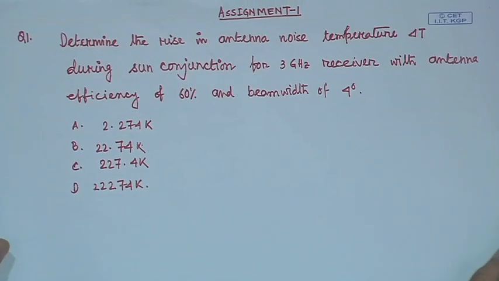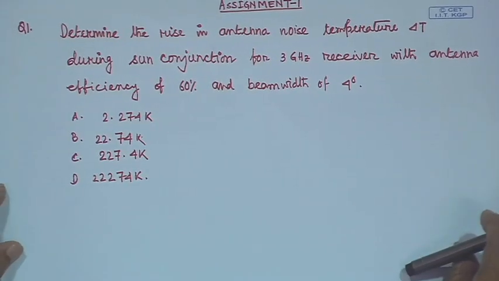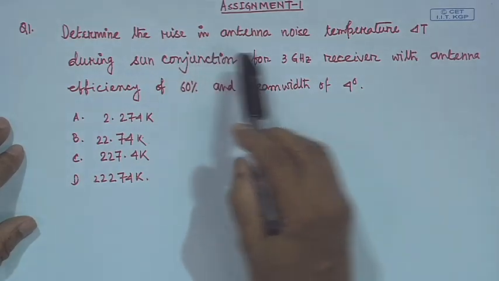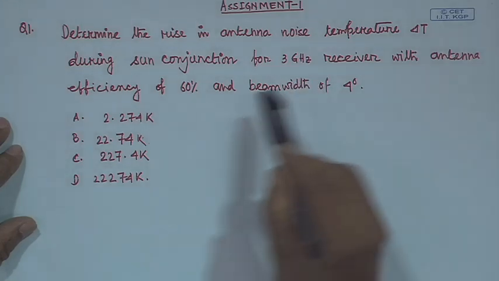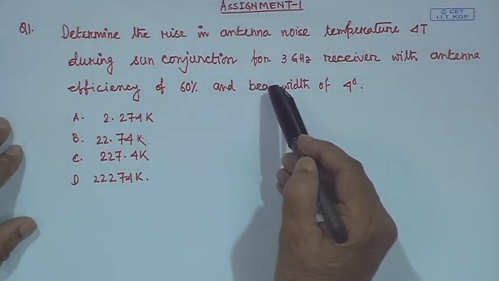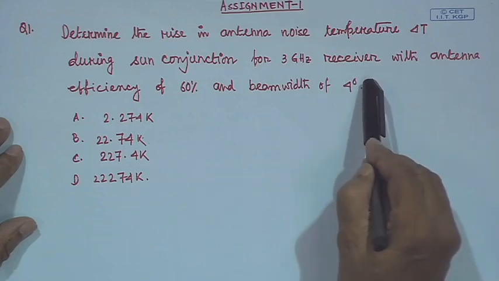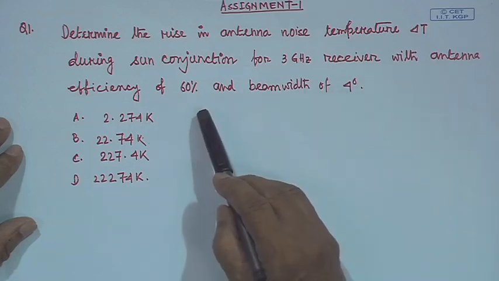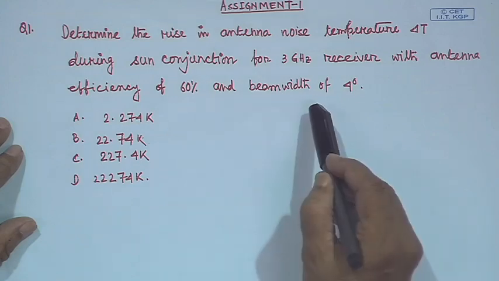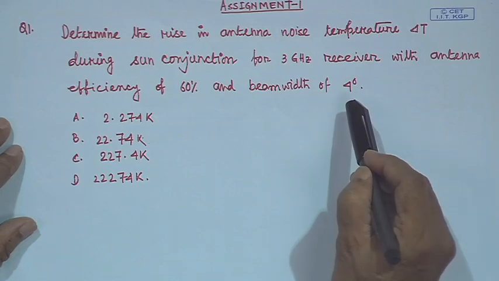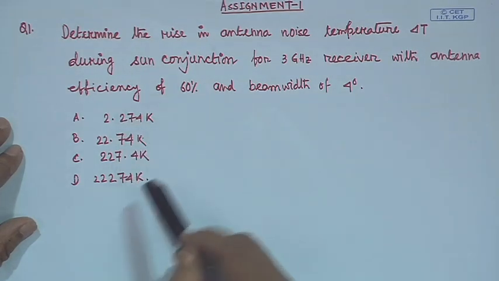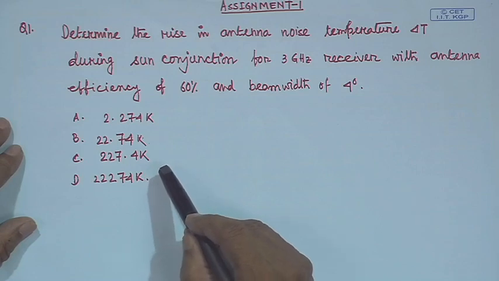Let me remind you of assignment question number 1, which says: determine the rise in antenna noise temperature, that is delta T, during sun conjunction for a 3 gigahertz receiver with antenna efficiency of 60% and beam width of 4 degrees. There are 4 options given, and you have to find out which is the correct option.